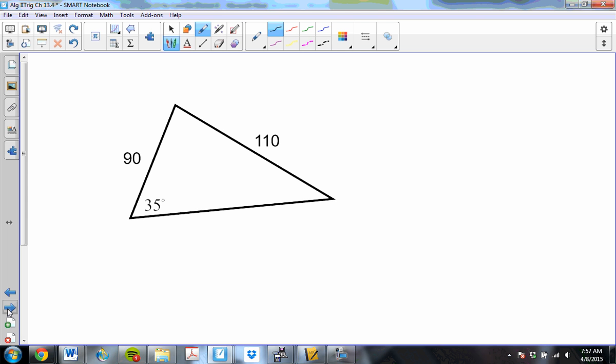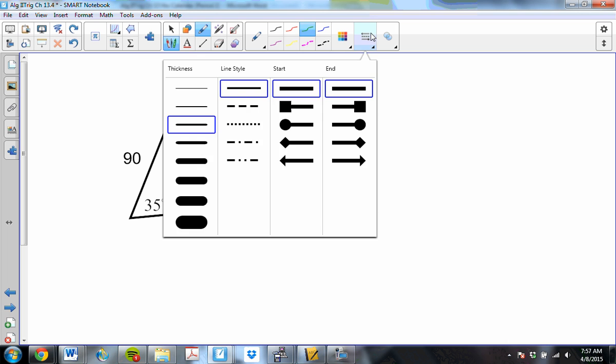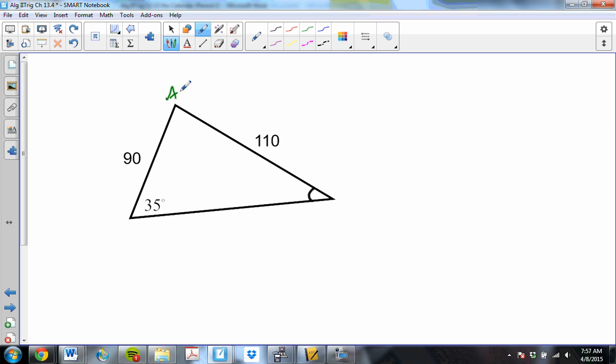This time I'm going to find this angle over here. This is the only angle I'm able to find. Again, it doesn't matter how I label this. If I go A, B, C, well, I have angle C, side C in a pair. These ones I know. So I know the sine of 35 over 110 is going to be equal to the sine of B over 90. I need to find B.